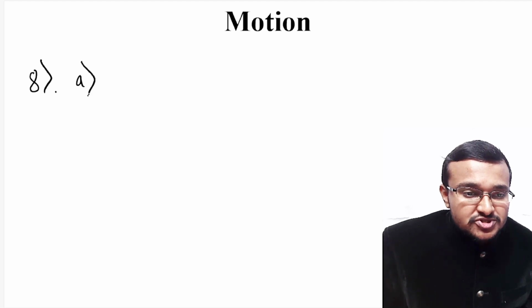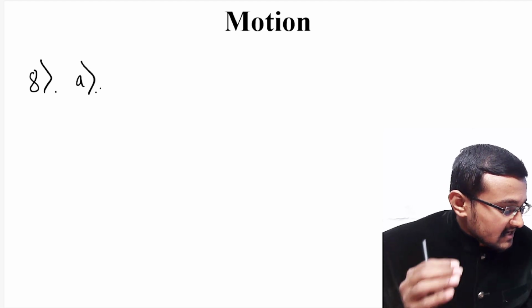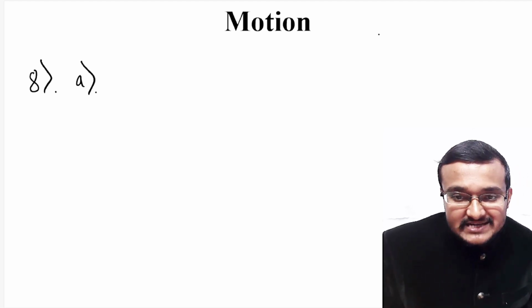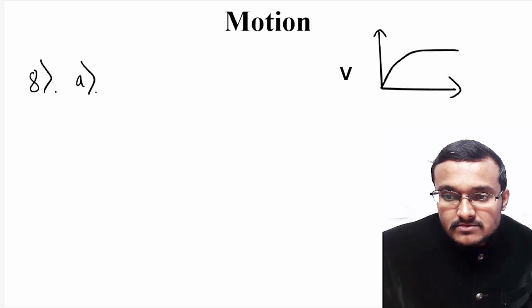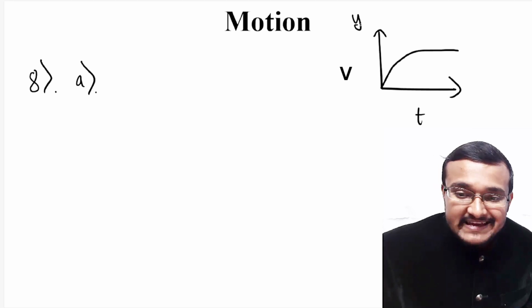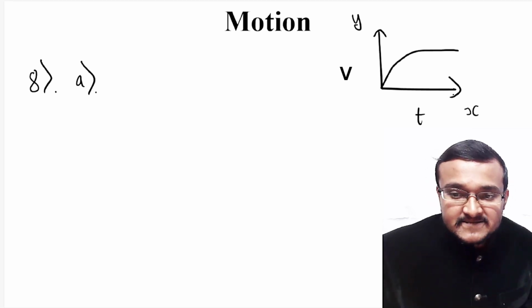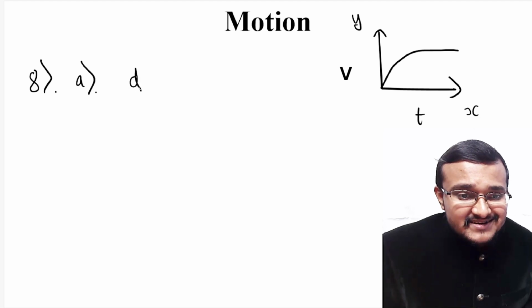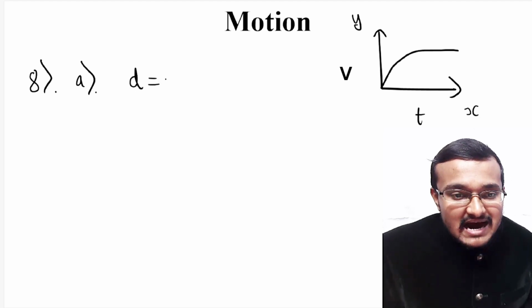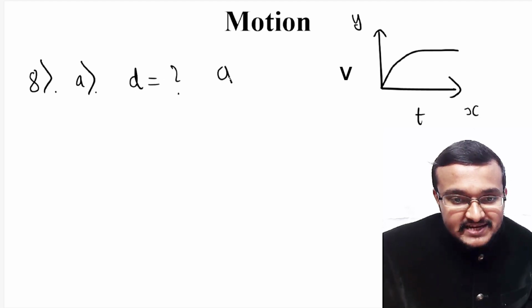So coming to the first question, here a particular car is traveling. If I draw this graph, they have given a speed versus time graph, where speed is taken on the y-axis and time is taken on the x-axis, and a particular car is traveling. Here you should calculate the distance traveled by the car at 4 seconds.